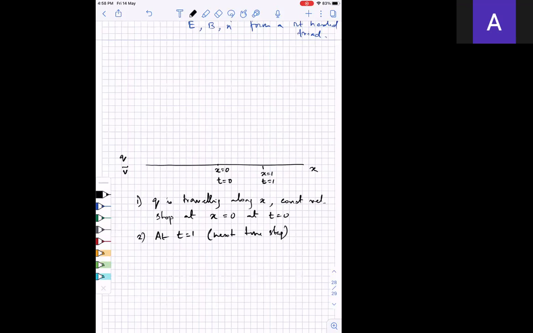At t equal to 1, the next time step, we define some radius. This radius is basically x0 to x equal to 1, which is the speed of light c. So now let me define this radius, and let me now draw something with this radius.